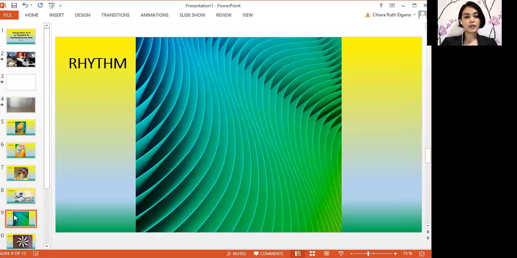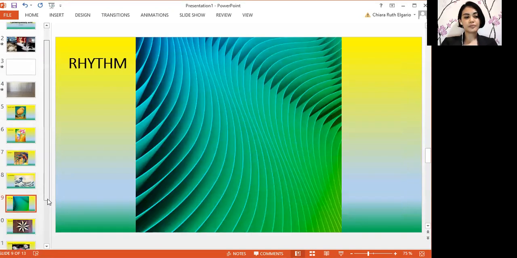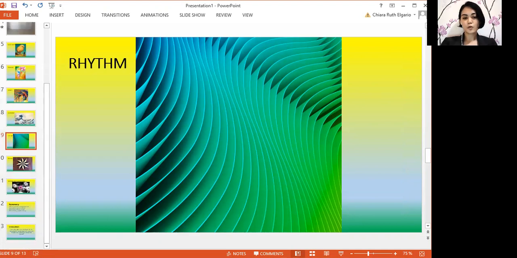Next, we have rhythm. What is rhythm? Rhythm refers to the repetition of certain elements to produce a pattern. In visual arts, repeated design elements may create a certain flow and may lead the viewer's eyes. In music, this refers to the even distribution of notes.